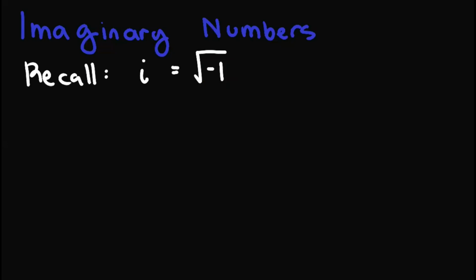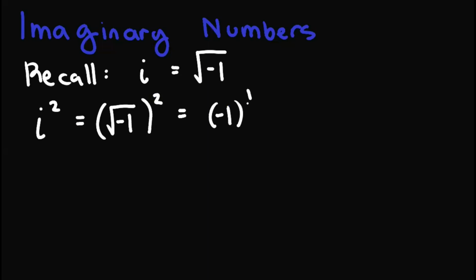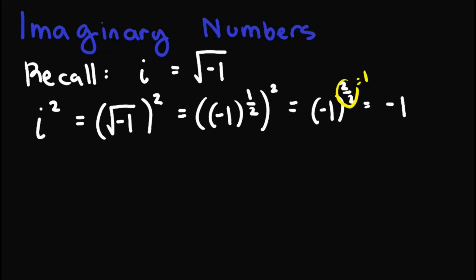So let's explore this imaginary number. First, let's try to check i squared. Observe that i squared is simply the square root of -1 squared, which is equal to -1 raised to 1/2 raised to square. So this one is equal to -1 raised to 2/2, or 2/2 is equal to 1. So this one is simply -1.